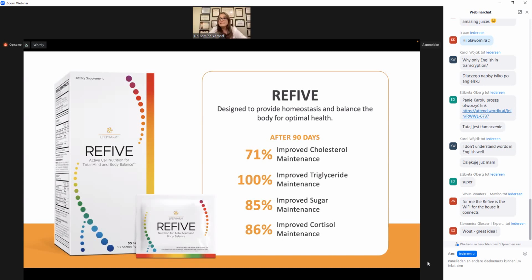And after 90 days, look at that magic. 71% improved cholesterol, 100% improved triglyceride, 85% improved sugar maintenance, and 86% improved cortisol maintenance. So here you have now something in the form of Re5, which is going to regenerate, revive your body, your mind, and make sure that your total lipids are balanced, your sugar is balanced, and you won't have stress.